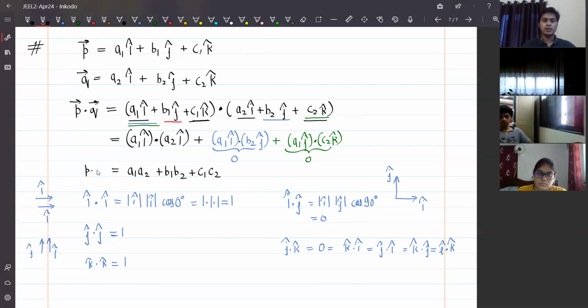So this is the shortcut formula that you get. If you take the dot product, just multiply the I components with the I components, J with J, K with K. Any questions here?